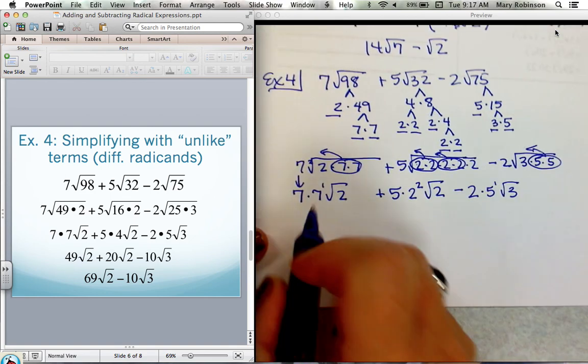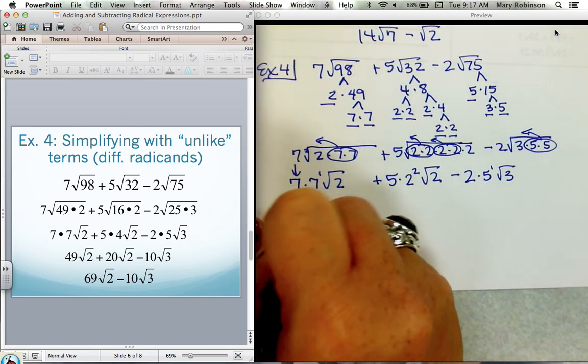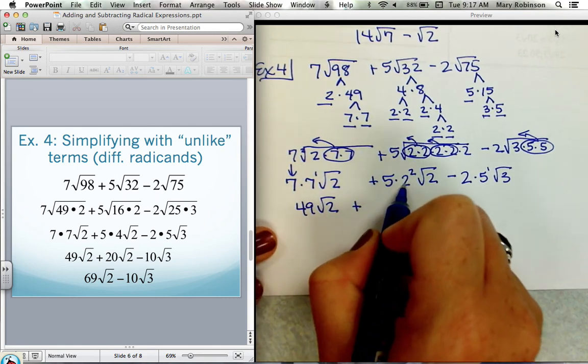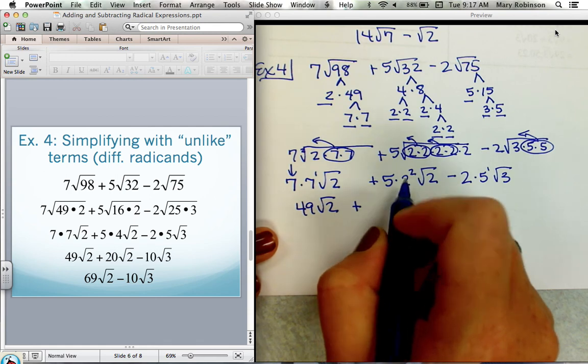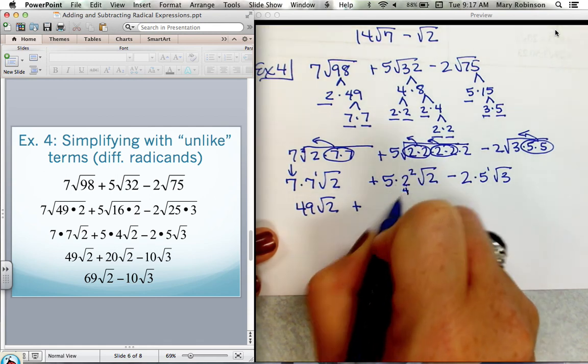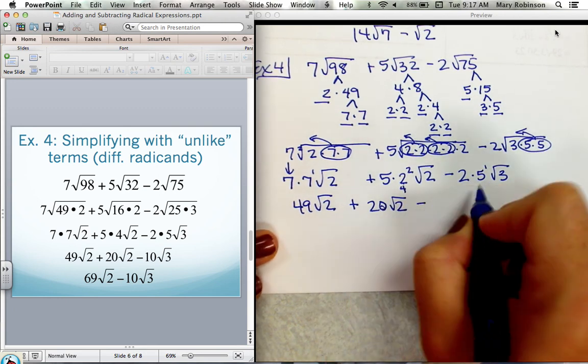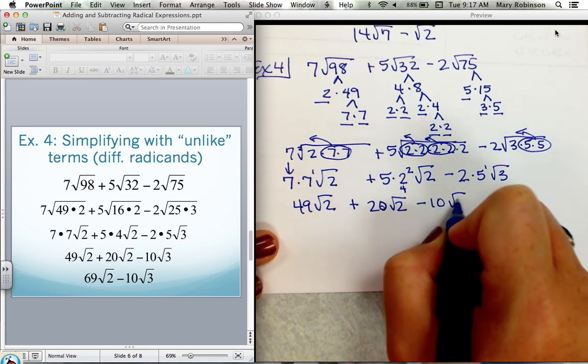Next, I want to simplify. So 7 times 7 is 49, square root of 2, plus, remember 2 squared is equal to 4. So 5 times 4 is 20. Minus 2 times 5 is 10.